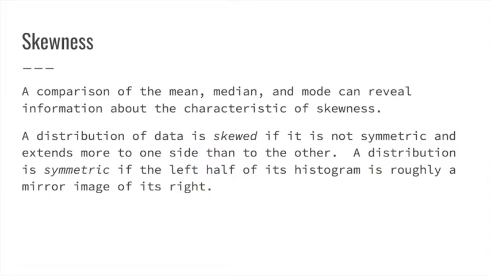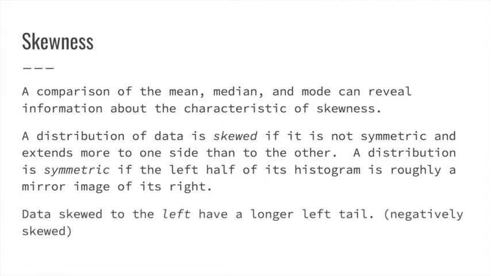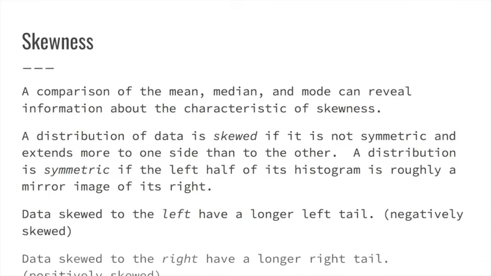So let's look at some examples and see if we can figure this out. In general, when we name these, and this may be a little counterintuitive, the side with the longer tail is the side that we name it as. So if you have a longer tail on the left, we say it's left skewed. If the longer tail is on the right, we say that it's right skewed.